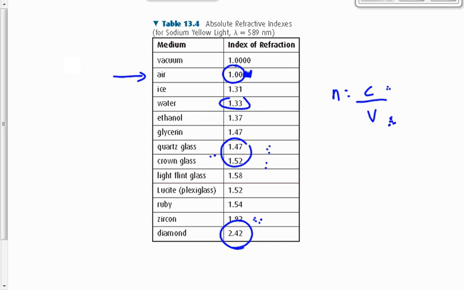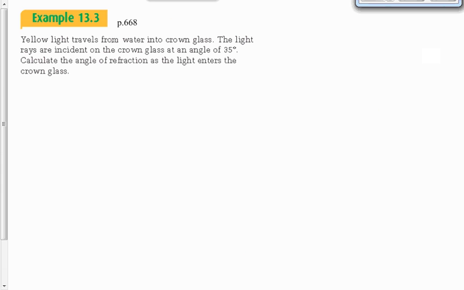Let's take a look at an example here. Page 668, 13.3: yellow light travels from water into crown glass, medium 1 to medium 2. The light rays are incident on the crown glass at an angle of 35 degrees. That's going to be theta 1. They're striking the boundary between the water and the crown glass at 35 degrees. We want to find the angle of refraction, theta 2, the angle that it comes out of the water-crown glass boundary at.